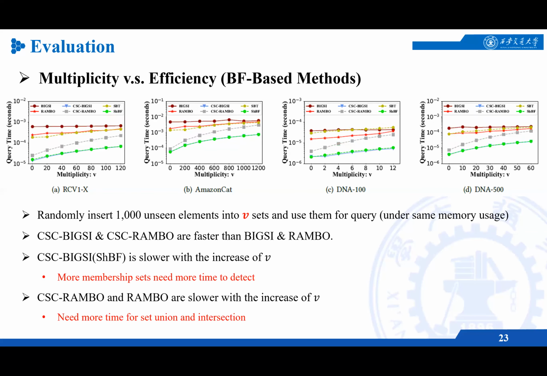As for efficiency, CSC Big Sign and CSC Rainbow are faster than their counterparts. CSC Big Sign is slower with the increase of V. This is because there are more membership sets to detect. CSC Rainbow and Rainbow are slower with the increase of V. This is because it needs more time for set union and set intersection operations.